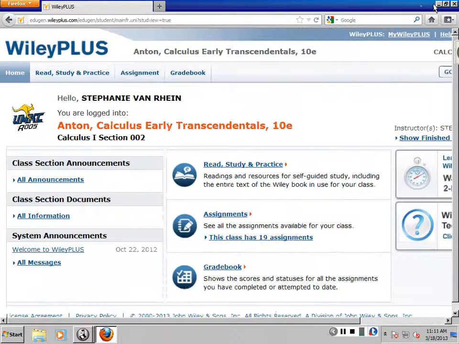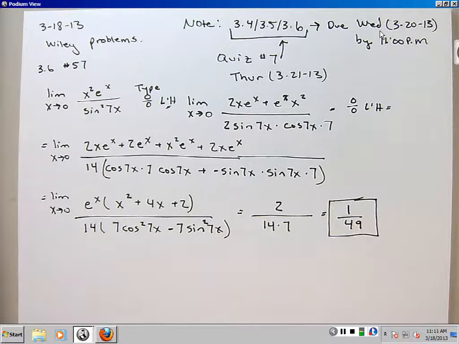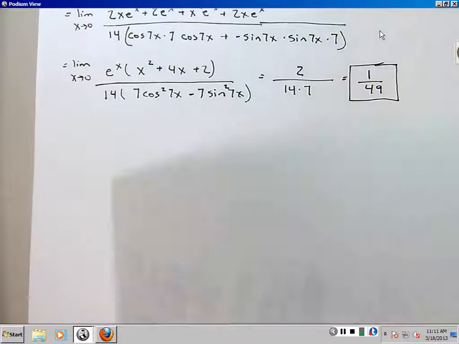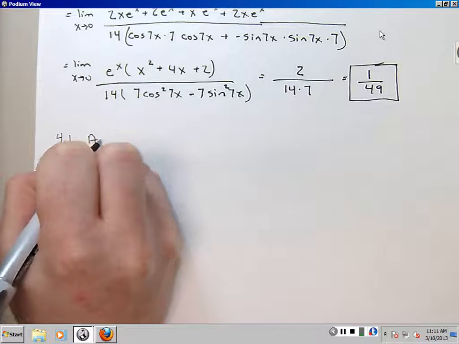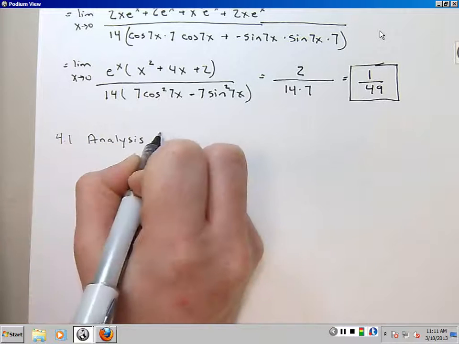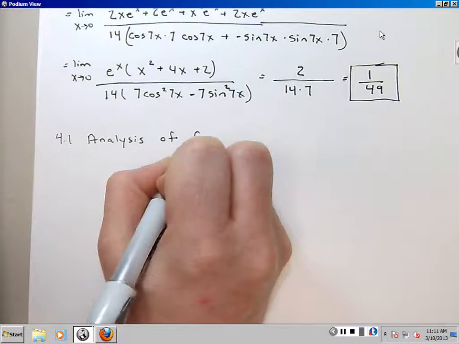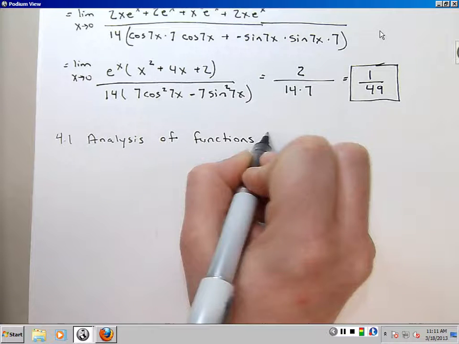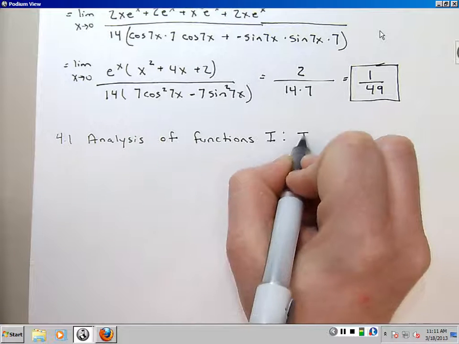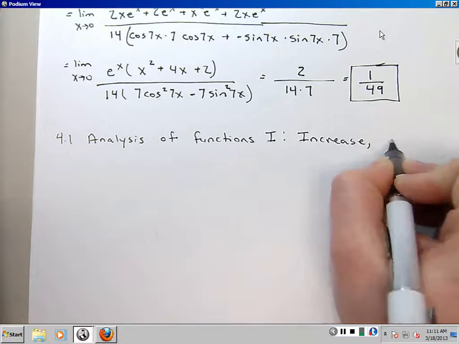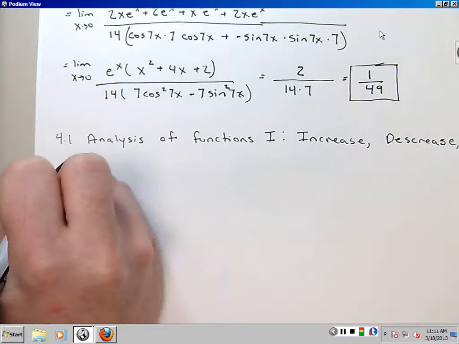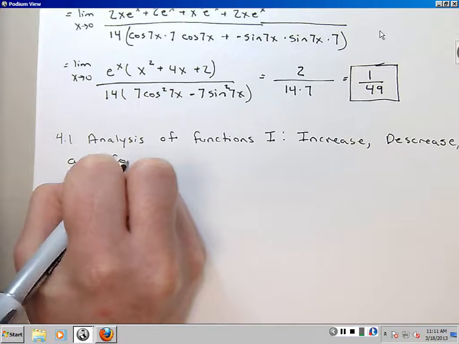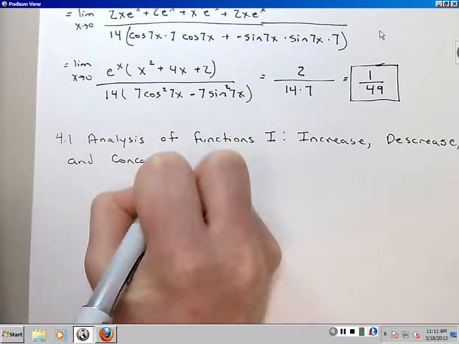Okay, so today we are going to cover 4.1, 4.2, 4.3. They all are about analyzing the graph of functions. We're going to ask the questions today: when is the function increasing? When's the function decreasing? And when's the function concave up and concave down? And that's known as concavity.